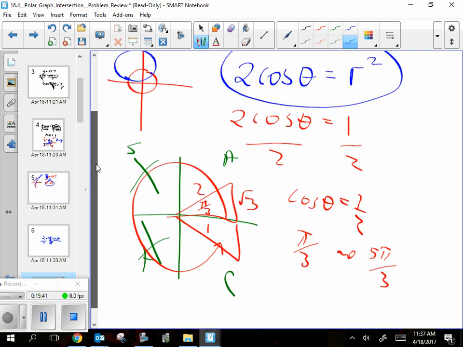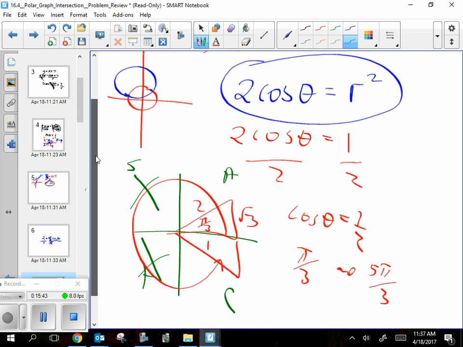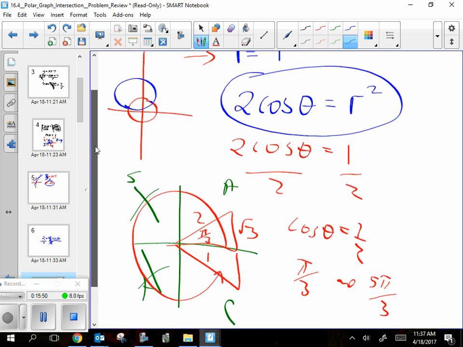Could I do an inverse trig problem? Absolutely, but then I would be limited to only one answer. I don't want to be limited. All right.